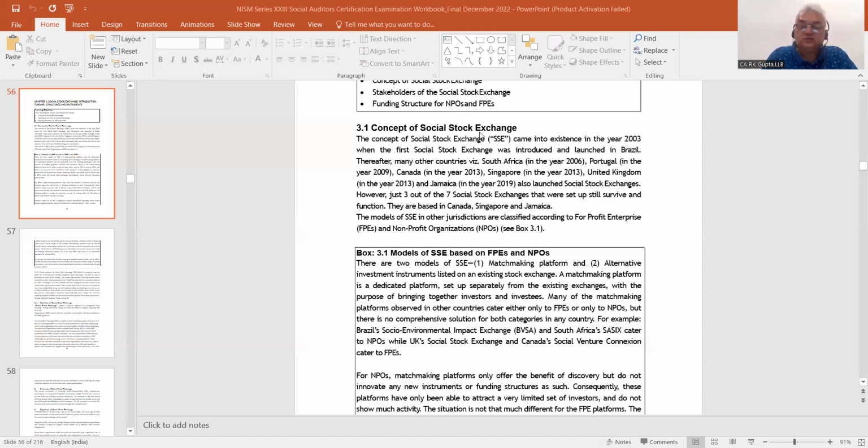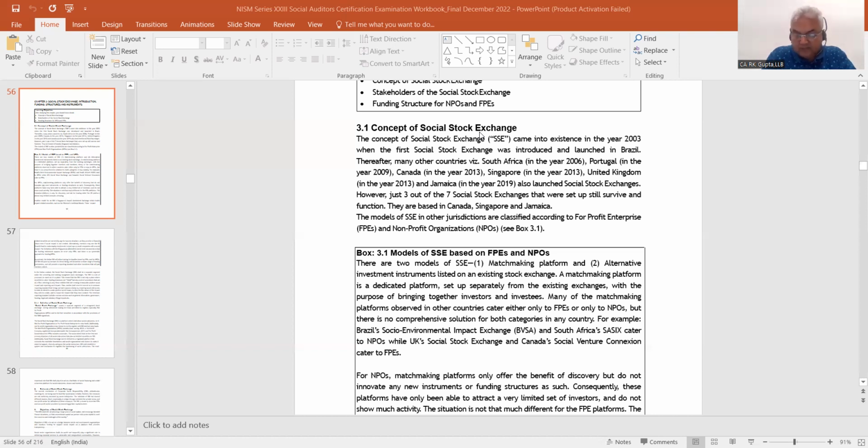Even the existing social stock exchanges like Brazil Stock Exchange and South Africa, they are catering only to NPOs. And in Singapore and UK, they are catering to for-profit enterprises. But now there will be a comprehensive solution, and the social stock exchanges, which are intended to be established in India either independently or as a wing of the existing stock exchange, will cater not only to NPOs but to for-profit enterprises also. And the second mode of the social stock exchange could be alternative investment instruments, which will be listed on an existing stock exchange.